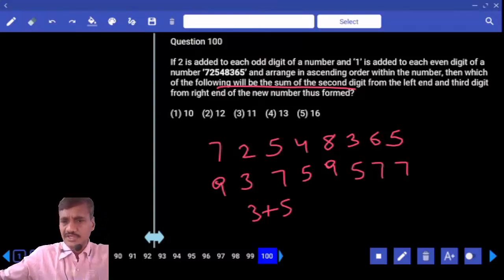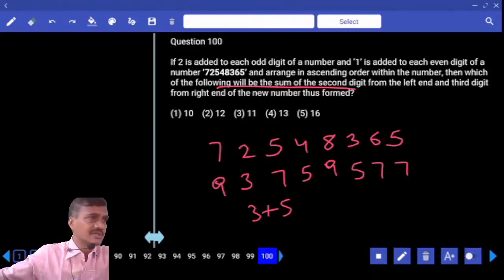Digit. 2 is added to each odd digit. Is that fine for us?